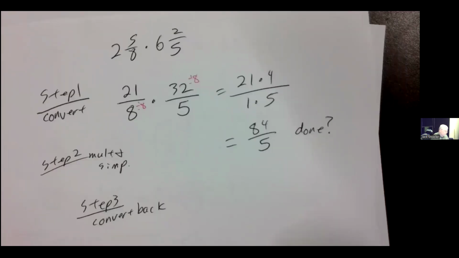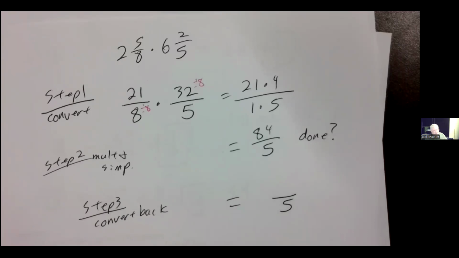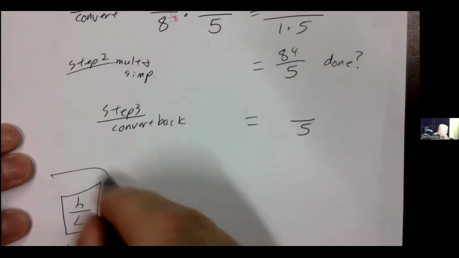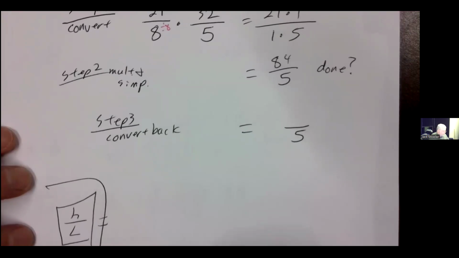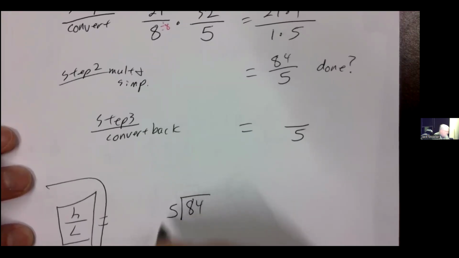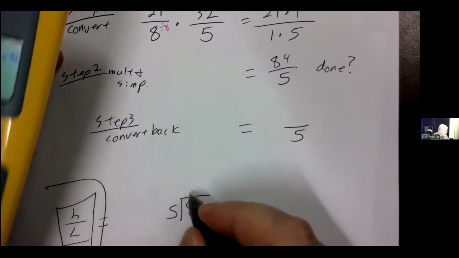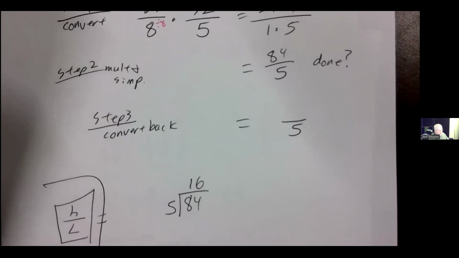Okay, and how do we do that? Well, we know we're dealing with fifths, so that stays the same. And so now we need our whole number and our numerator. Yes, this is a little bit bigger number. We're doing 84 divided by 5. Perfectly acceptable, get in your calculator. So 84 divided by 5 is 16.8. Remember, we don't want the decimal part. We want the whole number part. So we just take the 16.